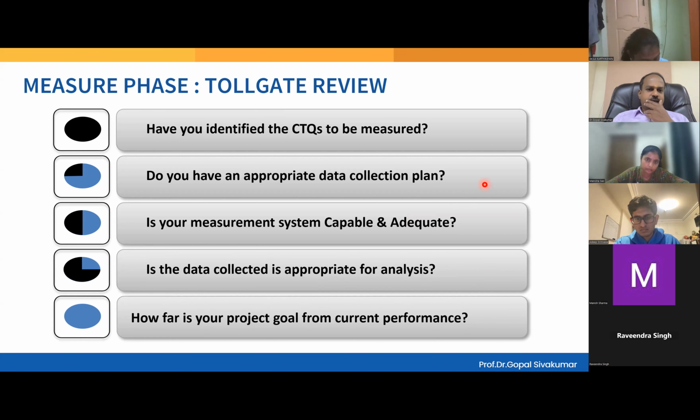And then finally, how far is the project goal from the current performance? Your current performance is the baseline. Your target is the goal. So the difference is the gap. So these are the questions you should be able to answer at the end of the measure phase. And definitely in any tollgate review, people will talk about these questions.